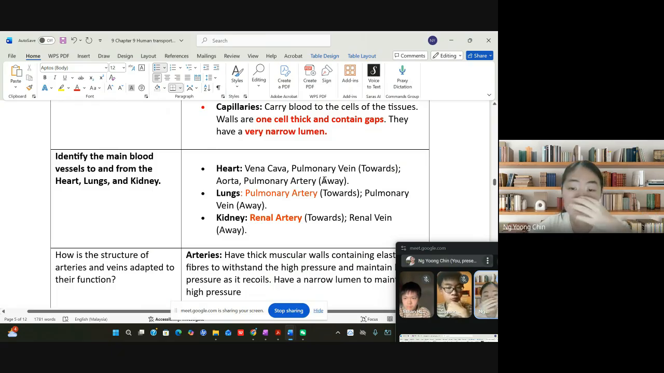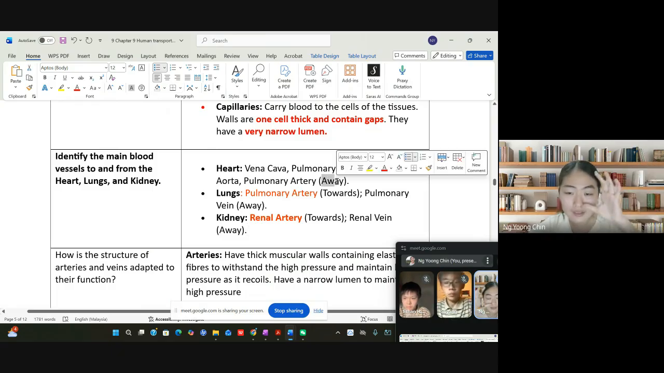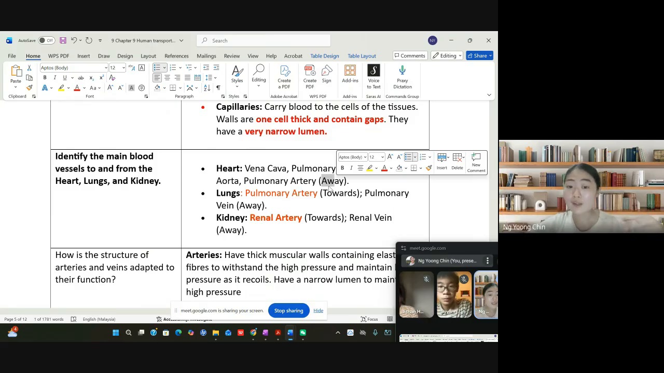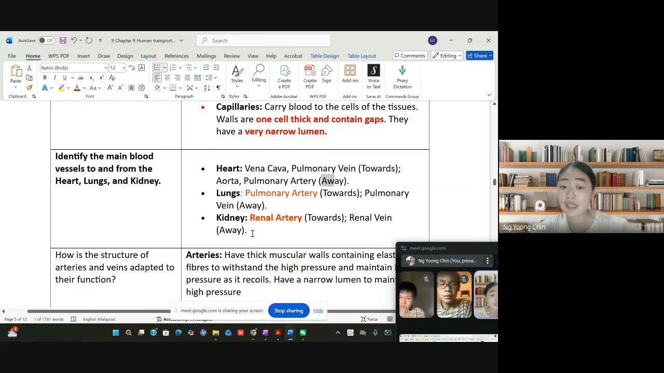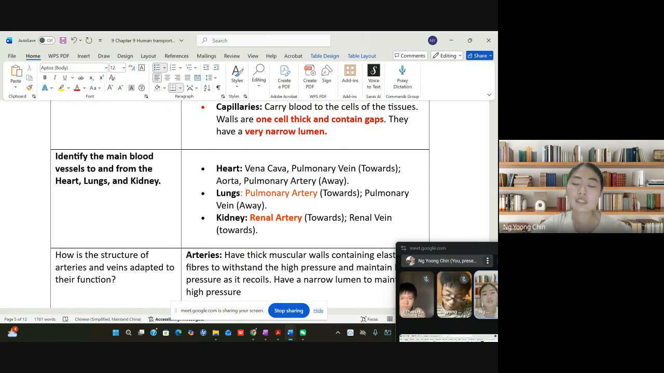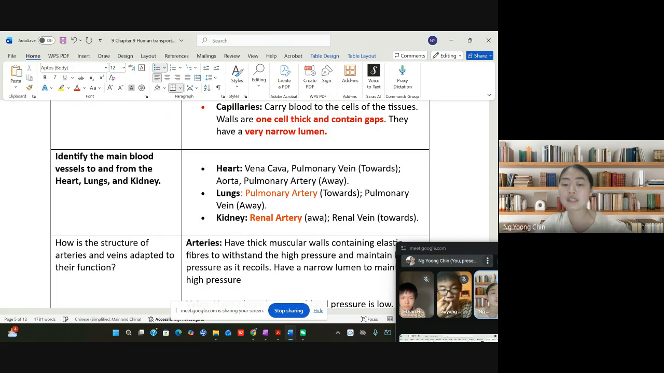Okay, just remember, arteries allow blood to be transported away from the heart, from the heart to outside. But veins will bring blood back towards the heart. So the vein is towards, it's not away. I'm so sorry. Yes, the artery is away.